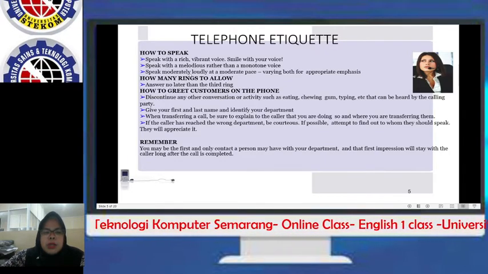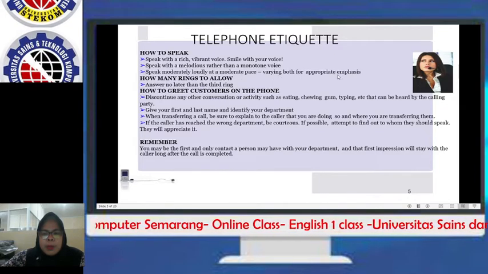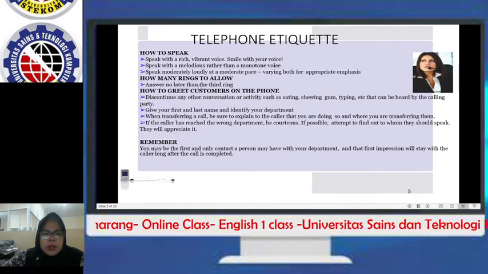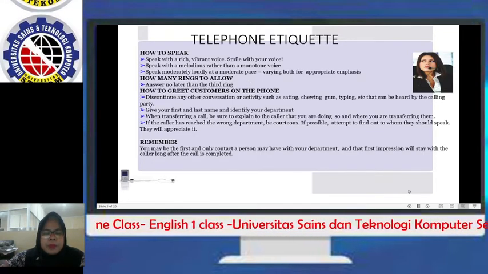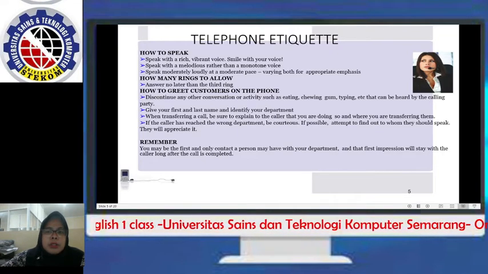And then speak moderately loudly at a moderate pace, varying both for appropriate emphasis. How many rings too low? Answer no later than third ring. Telepon, misalnya kalau Anda mau menjawab telepon, jangan sampai tiga kali berbunyi, berdering.